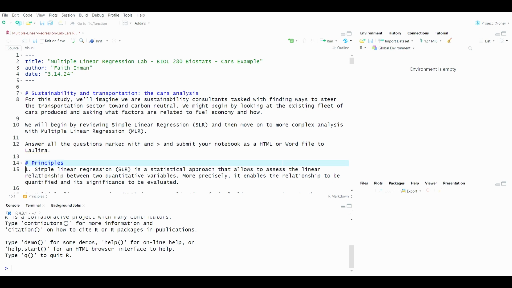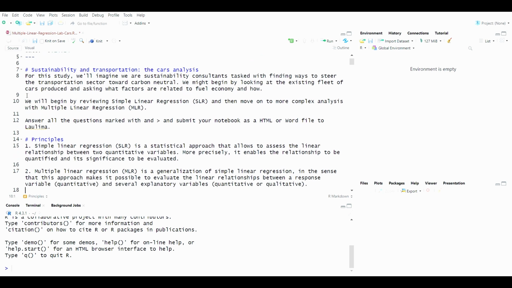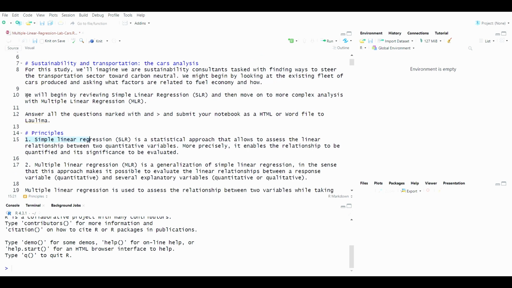To review the principles of multiple and simple linear regression, first of all, simple linear regression, or SLR, is a statistical approach that allows us to assess the linear relationship between two quantitative variables. More precisely, it enables the relationship to be quantified and its significance to be evaluated. Second, multiple linear regression, or MLR, is a generalization of simple linear regression in the sense that this approach makes it possible to evaluate the linear relationships between a response variable, which is quantitative, and several explanatory variables, which can be quantitative or qualitative.